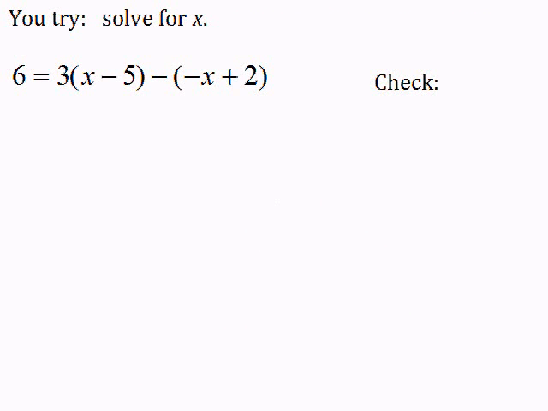Here's an example for you to try. Go ahead and pause the video and press play when you're ready to see the answer.